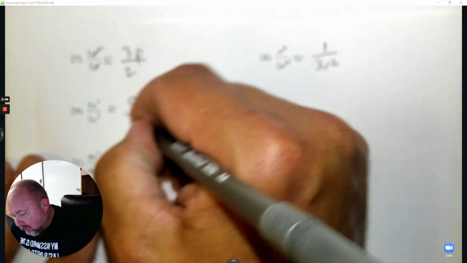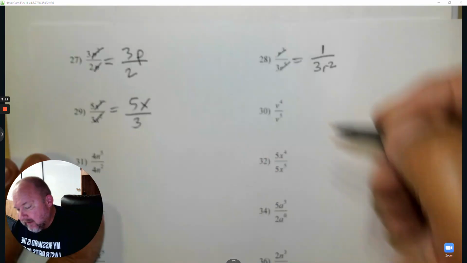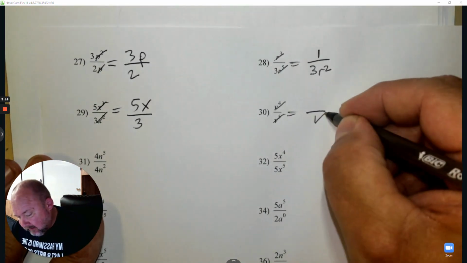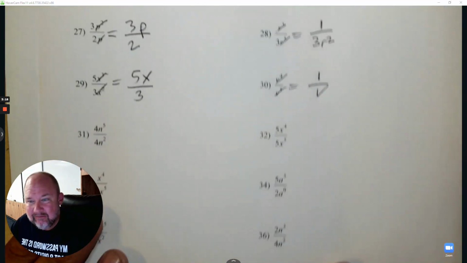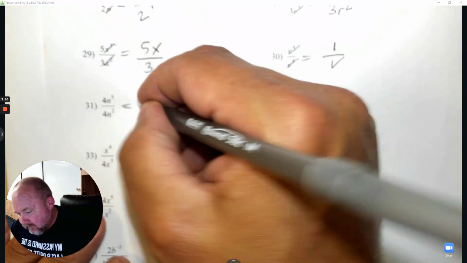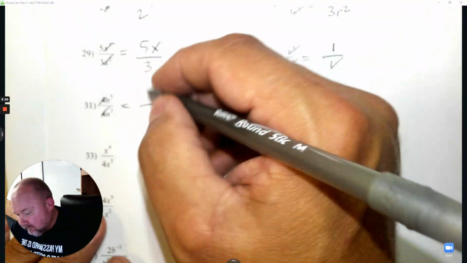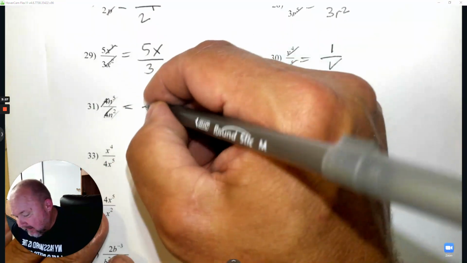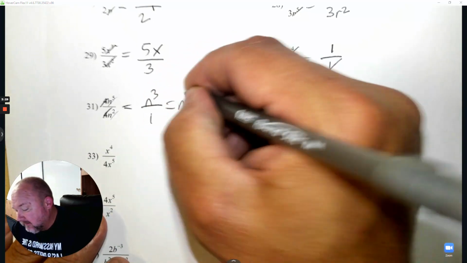All right, we have 5 over 3. Cross these out, and I have 1 more x on top. Here, I have 1 more v on the bottom, but I need a 1 on top. I can't leave it empty. Here, 4 divided by 4, they cross out. And then how many more? I have 3 more on top. So in fact, I could just write it that way.